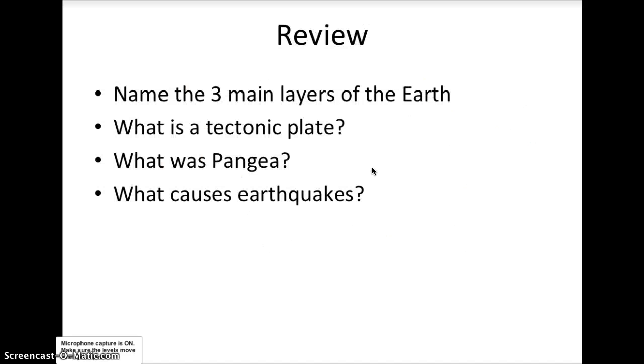All right, now let's review this. Do this for homework. Name the 3 main layers of the Earth. Write what a tectonic plate was. Write what Pangea was. And then write what causes earthquakes. I'm going to check to see if you have these notes tomorrow. That'll be about 5 points. Then I'm going to give you a quick little assessment just to make sure you watched this video and took notes.